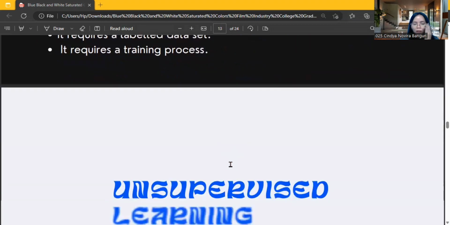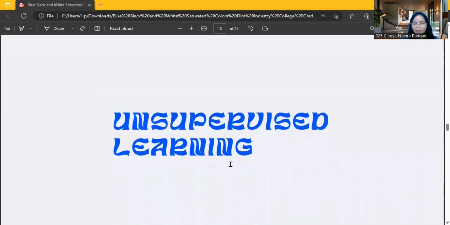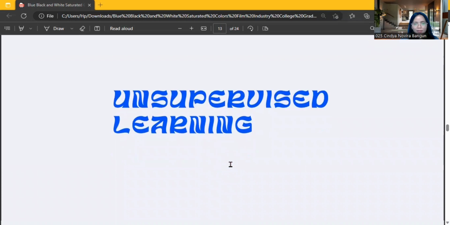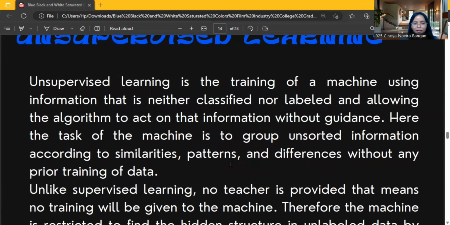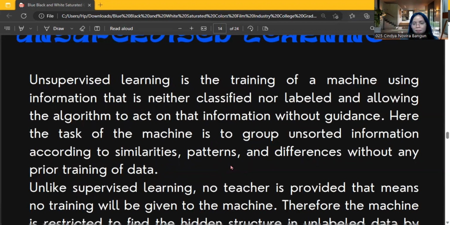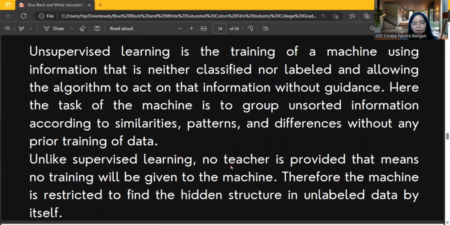Second, I will tell you about unsupervised learning. What is unsupervised learning? Unsupervised learning is the training of a machine using information that is neither classified nor labeled and allowing the algorithm to act on that information without guidance. Here, the task of the machine is to group unsorted information according to similarities, patterns, and differences without any prior training of data. Unlike supervised learning, no teacher is provided, that means no training will be given to the machine.